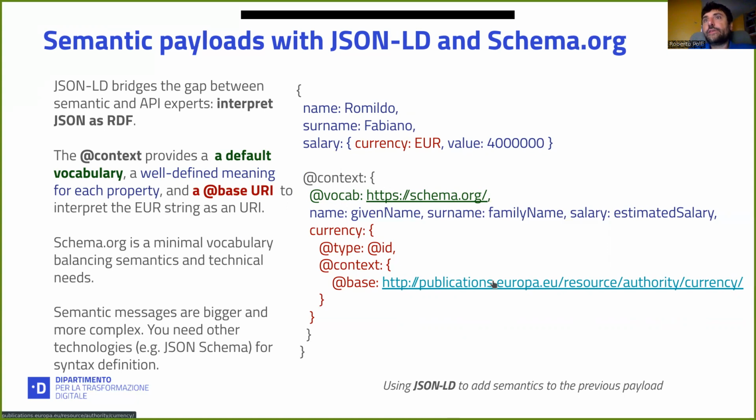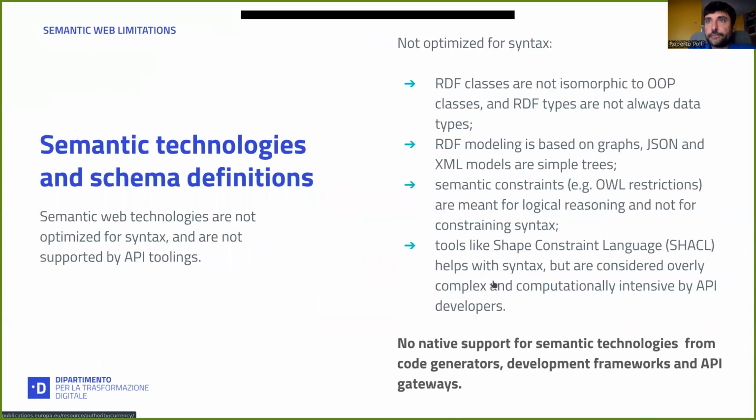So schema.org is a minimal vocabulary balancing semantics and technical needs for providing semantic contents on the web. It is very simple and it does not fit complex use cases like public sector digital services. As you can see, attaching semantics to each message increases processing complexity and the size of exchanges. And you still need other technologies such as JSON Schema for syntax definition.